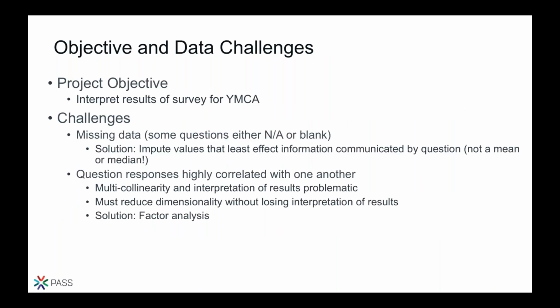So here's our objective. We want to interpret the survey results. Some of the challenges we have: missing values. I mentioned there wasn't much missing data, but there was still enough missing data that was problematic. And just very briefly, we imputed missing values in a way that had the least harm informationally. So what do I mean by that?